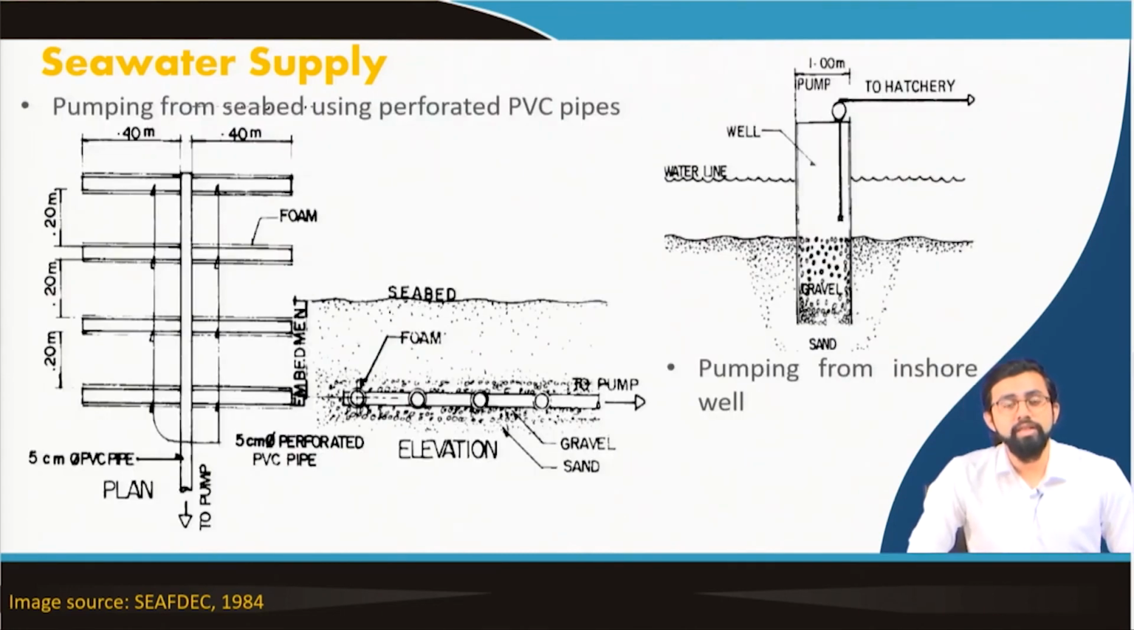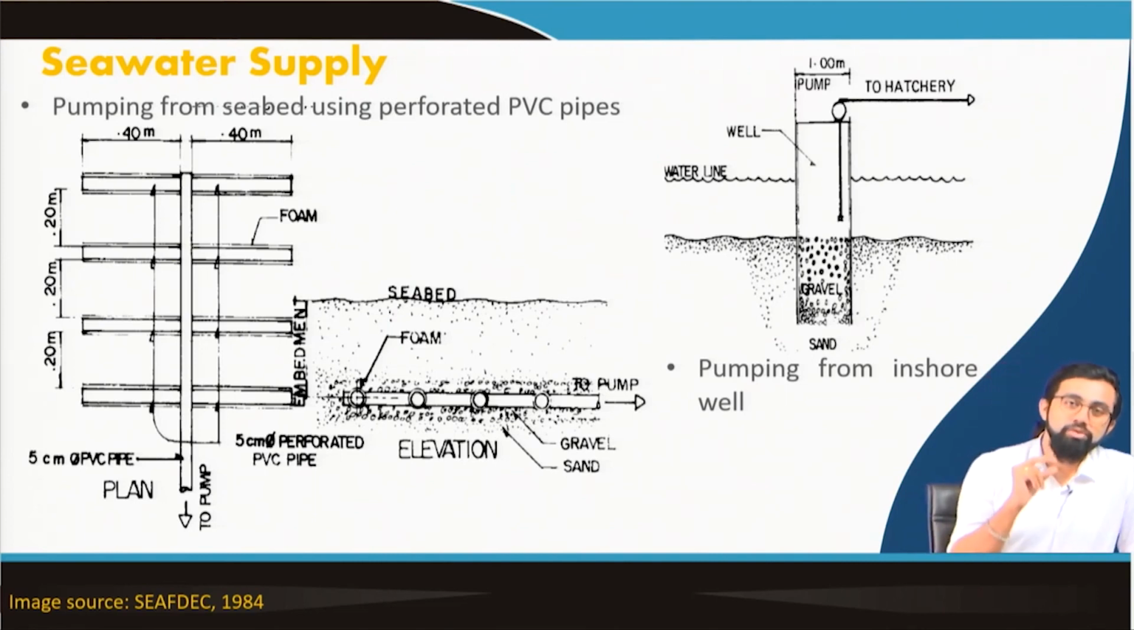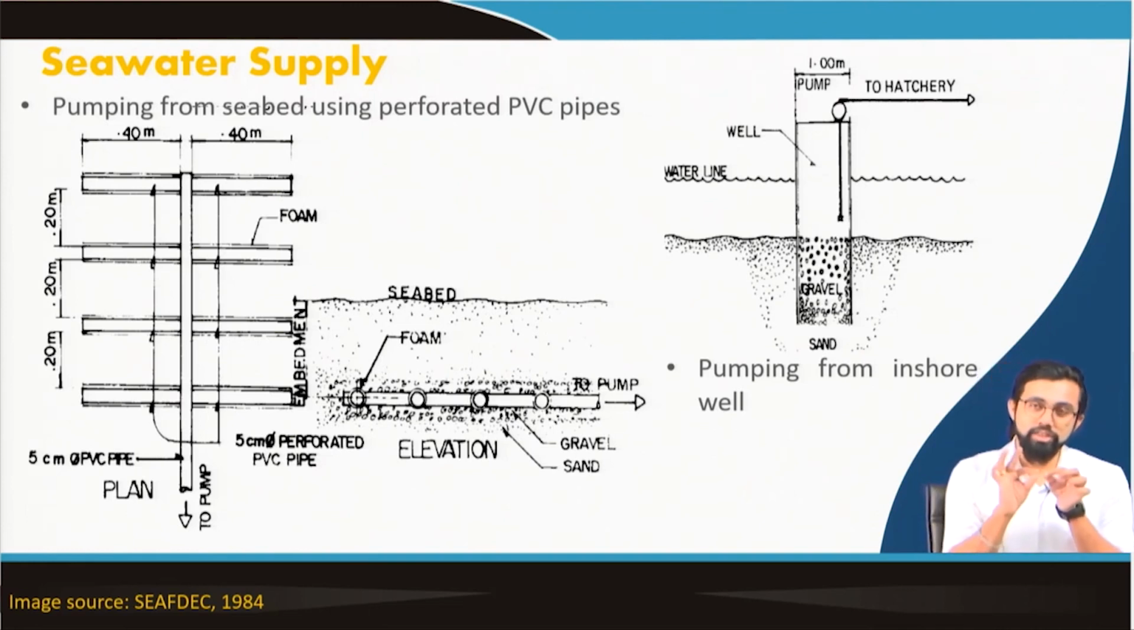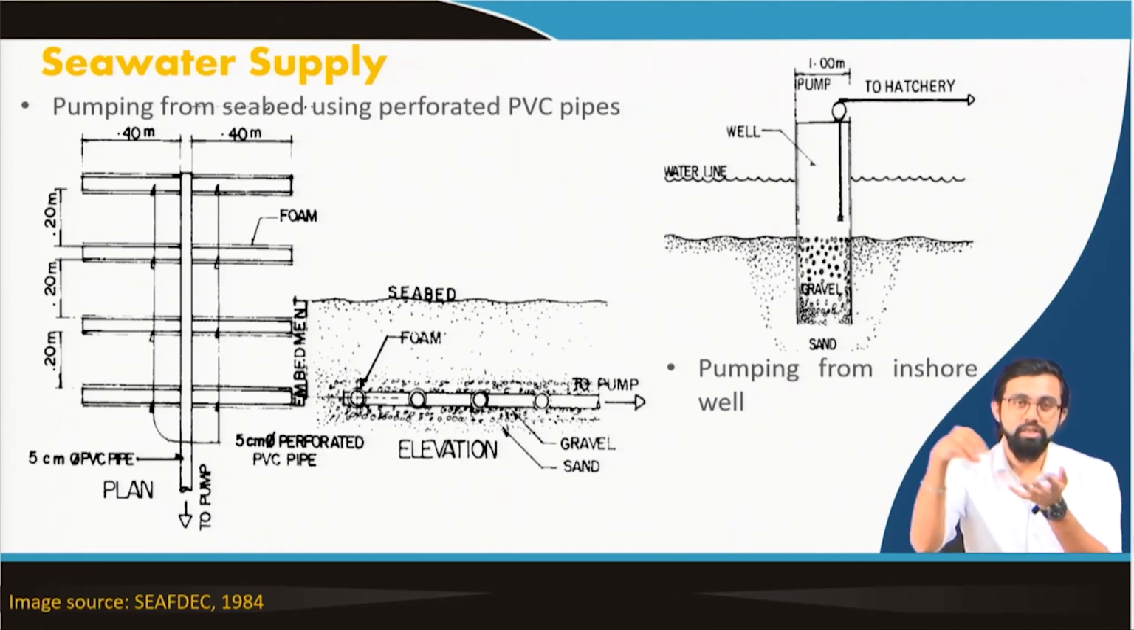The third method is continuous pumping from the seabed using perforated PVC pipes, which sometimes doesn't make sense, frankly speaking. We normally do it just below the seabed. There will be a perforated UPVC line, we call it. In this UPVC there are perforations. In the perforations we have small foam. These foams act as a kind of filter material.